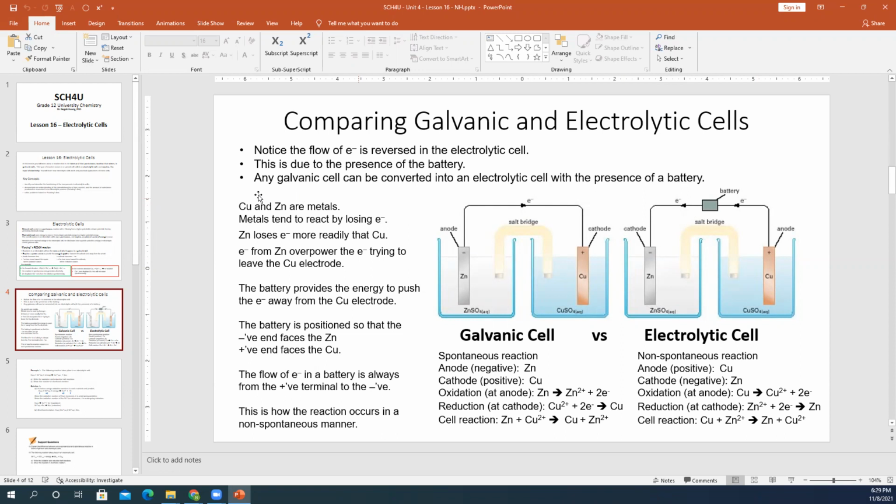So remember that copper and zinc are metals, and metals react by losing their electrons. Zinc has the ability to lose electrons more readily than copper. And that's why in the galvanic cell, it spontaneously loses its electrons towards copper. Copper wants the electrons, and zinc tends to lose them quite readily towards copper.